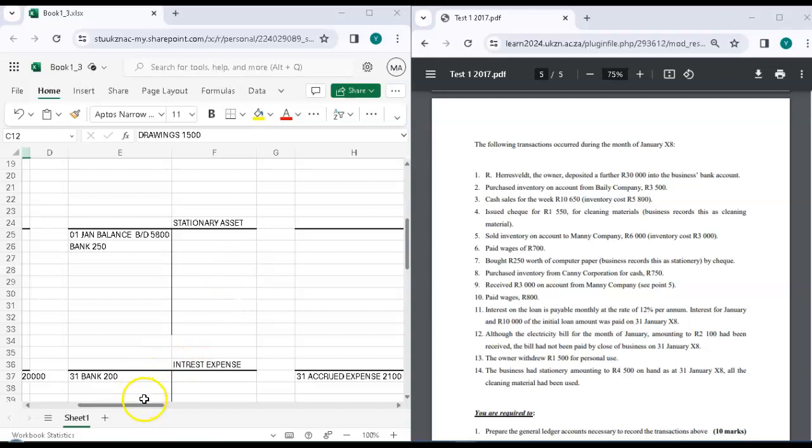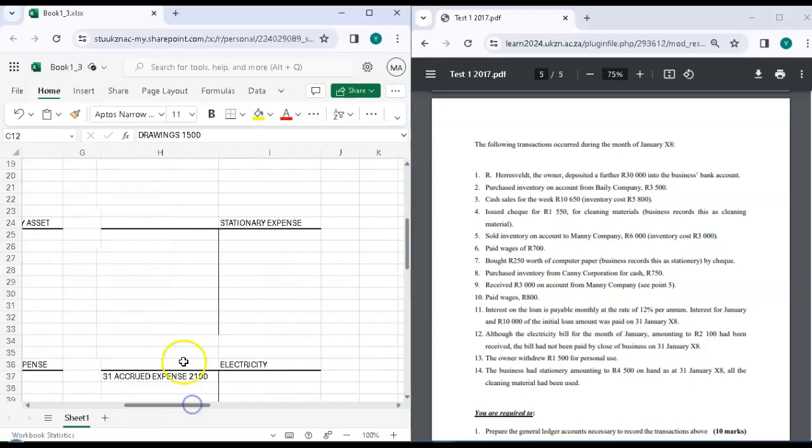So straight away go to your stationery expense. On the debit side, the contra will be your stationery on hand, because we're going to say debit stationery expense, credit stationery on hand, right? So debit stationery, you can say it's stationery asset. Yeah, stationery asset on hand is the same thing.